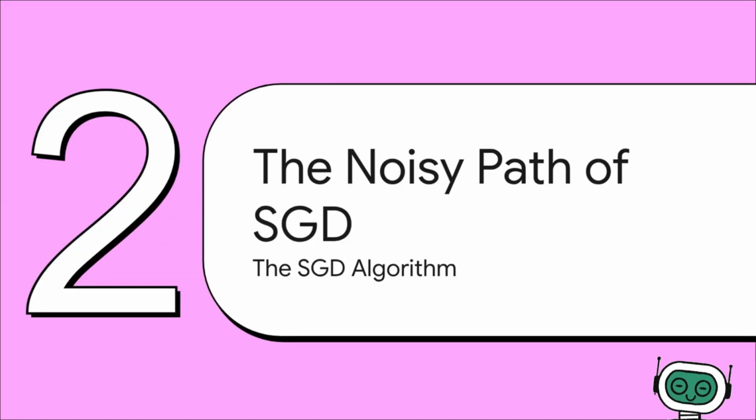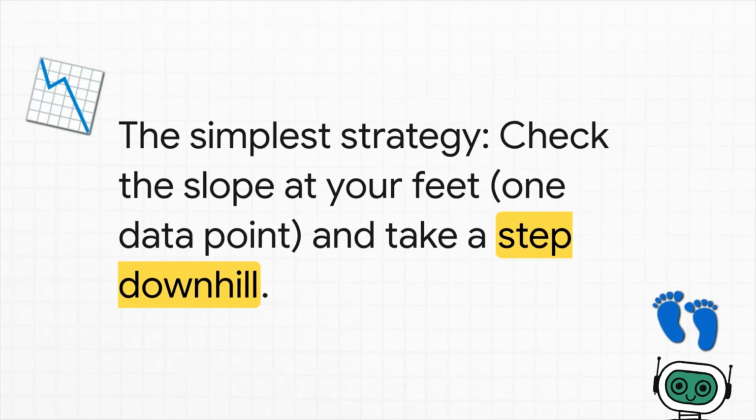Well, the most basic strategy is an algorithm called stochastic gradient descent, or SGD. It's the simplest tool our blindfolded explorer has. The idea behind SGD is super simple. You can't see the whole landscape, right? So you just feel the slope right where you're standing, using just a single piece of data, and take one step in the steepest downhill direction. Then you just repeat that over and over again.